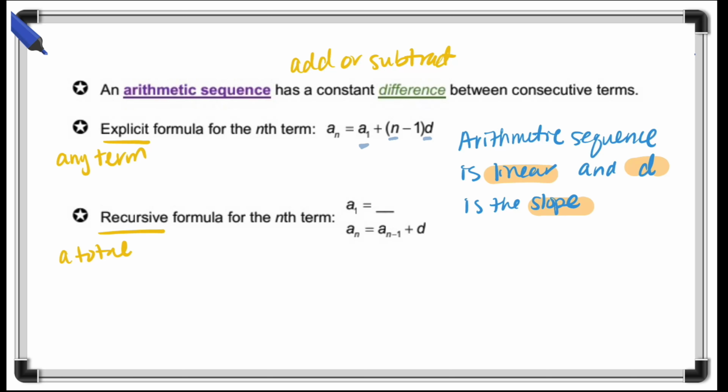Now, in your recursive formula, we know that a sub 1 is our first term, whatever that might be. You know that a sub n is your last term, a sub n minus 1 is that previous term, d is that difference, and n is the number of terms that you might have.